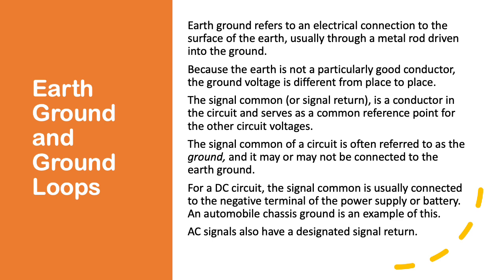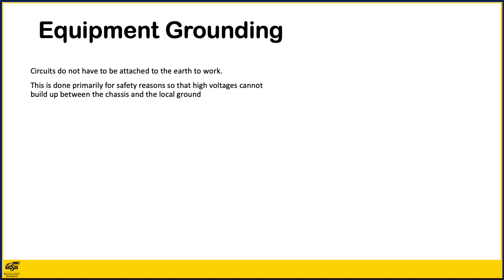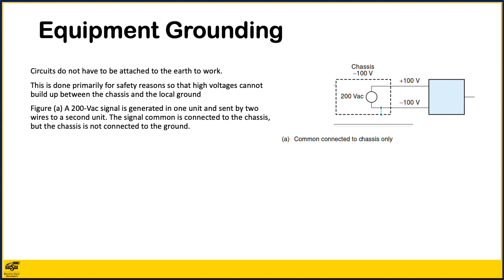For a DC circuit, the signal common is usually connected to the negative terminal of the power supply or the battery. An automobile chassis ground is an example of this. AC signals also have a designated signal return. With the exception of antenna systems, circuits do not have to be attached to the earth to work, but most are. This is done primarily for safety reasons so that high voltages cannot build up between the chassis and the local ground. Consider the situation illustrated in Figure A.